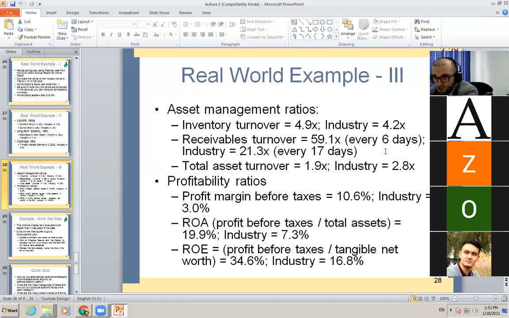And profitability ratios, you can compare. Profit margin before the tax is 10%, but industry is only 3. Return on assets is 19, and industry is 7. Return on equity is 34, and industry 16. So this is on average.